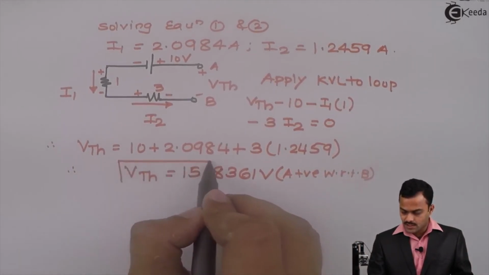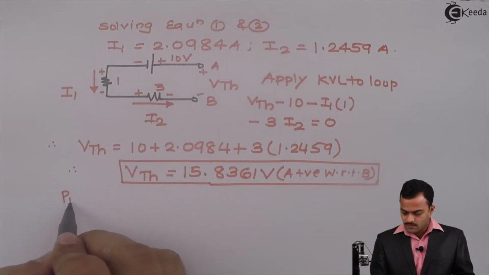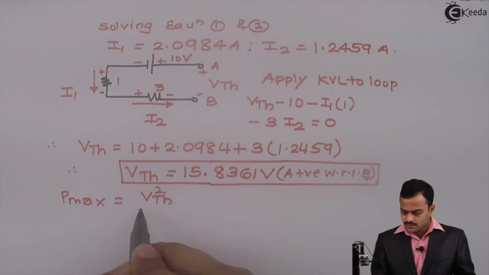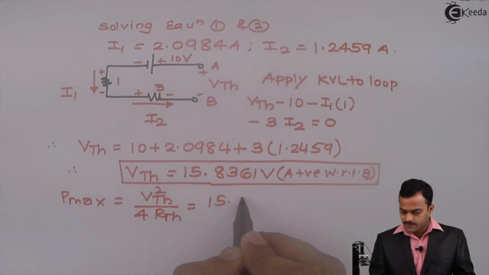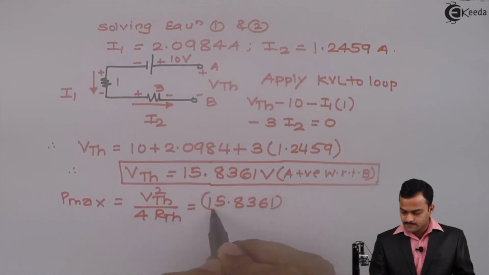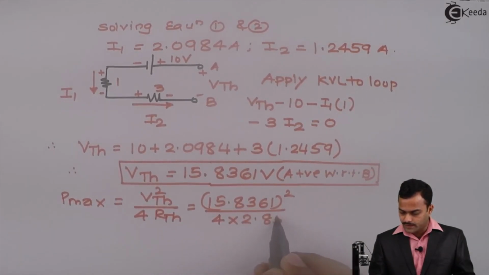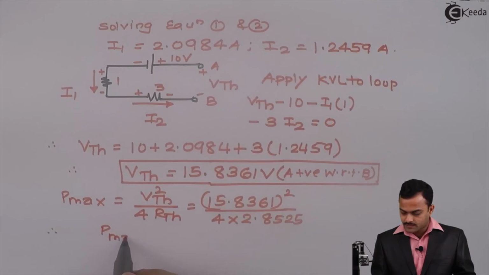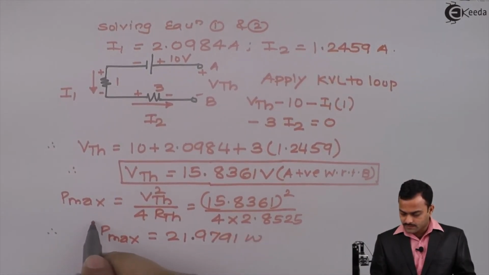So we got VTH, and RTH we already know. We can use the formula P max equal to VTH square divided by 4 RTH, which is nothing but 15.8361 square divided by 4 times the RTH value we know, 2.8525. If I substitute, I will get the maximum power transfer to the load as 21.9791 watt.